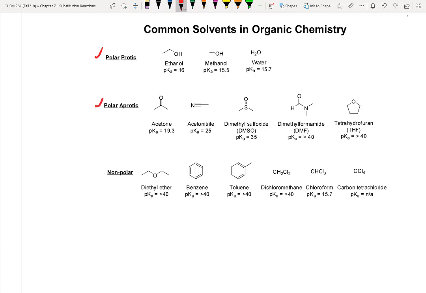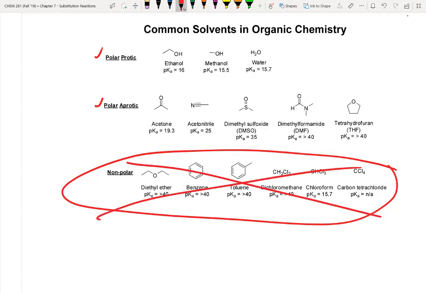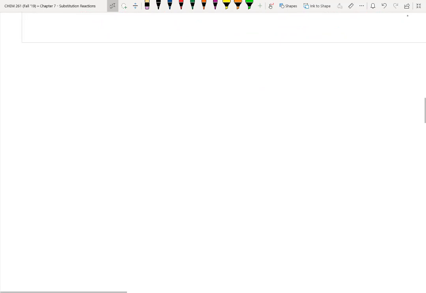Yep. What does polar aprotic mean versus polar protic? What's the main difference between these classes? The ability to hydrogen bond, right? So polar protic on the top, those can all hydrogen bond. Can polar aprotic? No. All right, what about the non-polar ones? Would these be any good for SN1 or SN2? No. So we would avoid using these solvents, but maybe we could choose from polar protic or polar aprotic. So let's try to investigate this further. We're going to dive into polar protic versus aprotic.